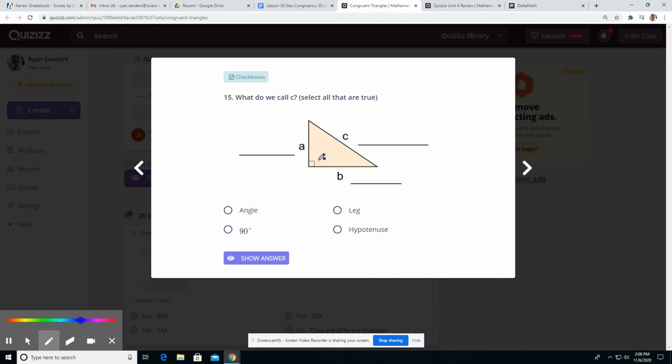What do we call C? All right, do you remember? It's always opposite the right angle. It's always the longest side. And I always like to think of it like a diagonal because you got that right angle here. These look like sharp edges. And that's the diagonal. That's called the hypotenuse. Opposite the right angle, not a leg. Legs are A or B.